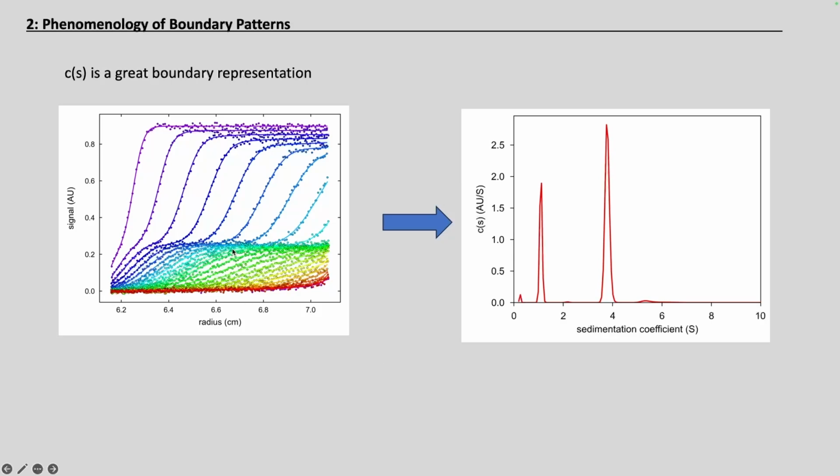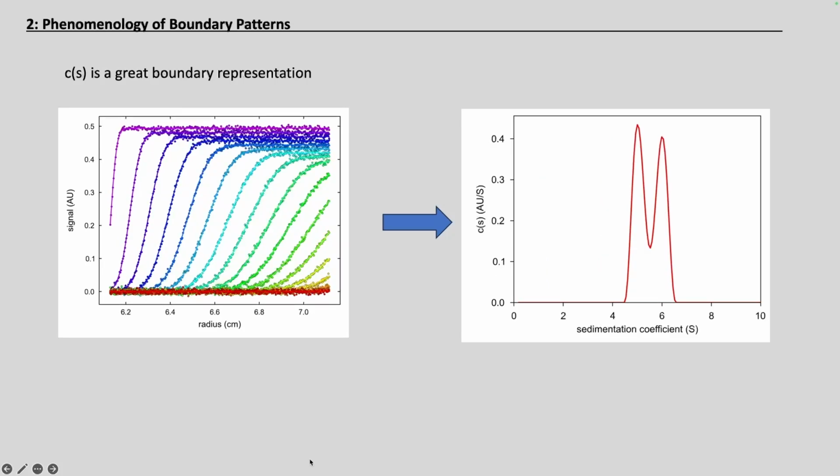So here, the fact that there are two sedimenting species is quite obvious when the velocities are very different. But in this case, they are more similar in their velocity, then the diffusional spread really covers up their differences in velocity, and it's hard to recognize that there are two species.